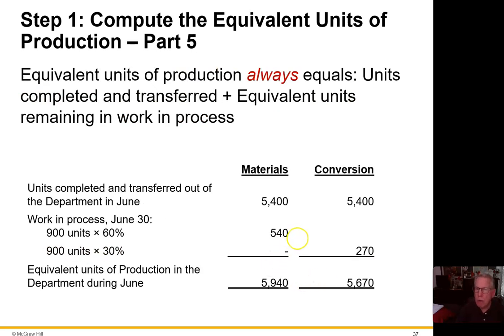Okay, the equivalent units of production always equals the units completed and transferred plus the equivalent units remaining in work in process. So here then is that calculation again. Units completed and transferred out, work in process at 60% with respect to materials and 30% with respect to conversion. The equivalent units of production, therefore, during June are the totals we just went through.